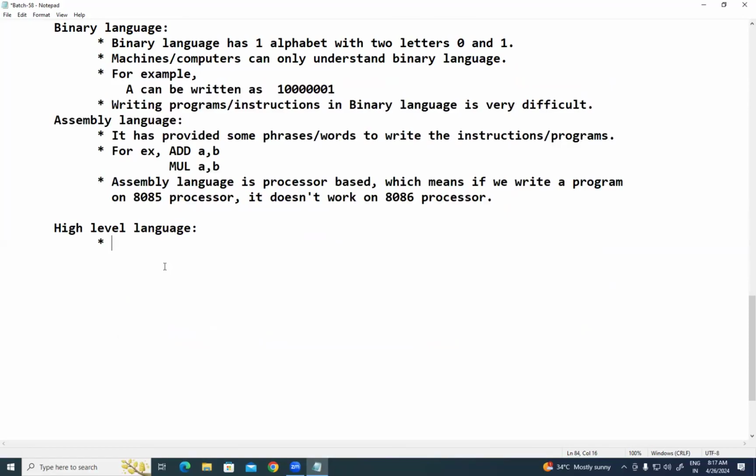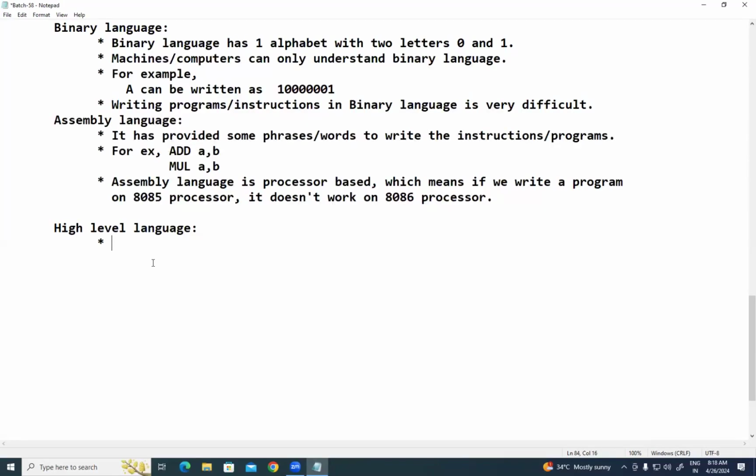So tell me, for human beings, for developers, is writing programs in binary language easy, assembly language easy, or high level language easy? High level language. So tell me, Java is what type of programming language? It's a high level programming language. These are all programming languages, right? Java, C, C++, C Sharp, .NET, Python, Ruby. Folks, these are all examples of which language? High level language. Am I clear so far? Yes, sir.